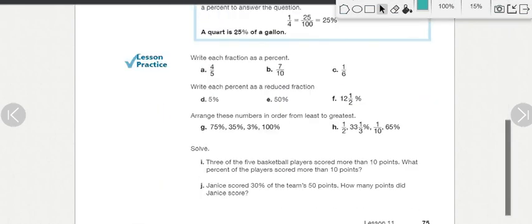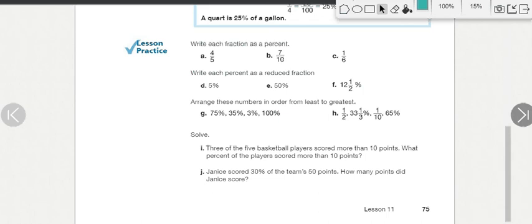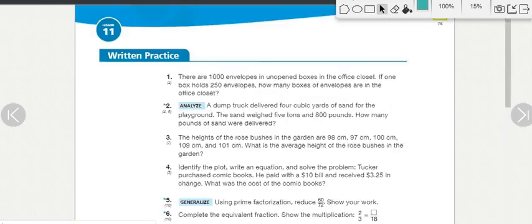Okay, so for practice, pick one from each section, please. That would be a total of 4. Thank you.